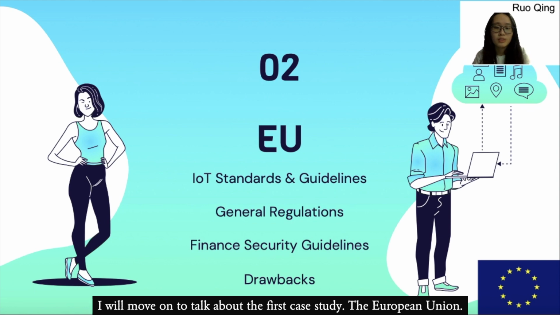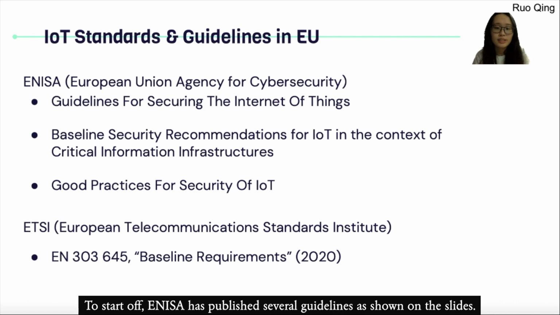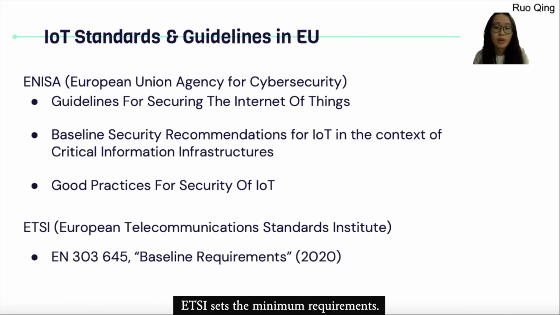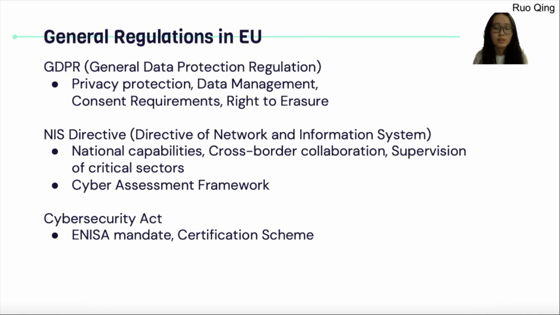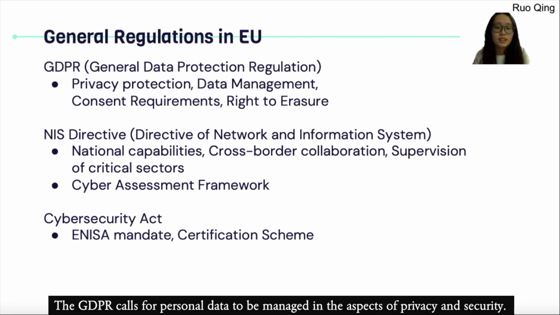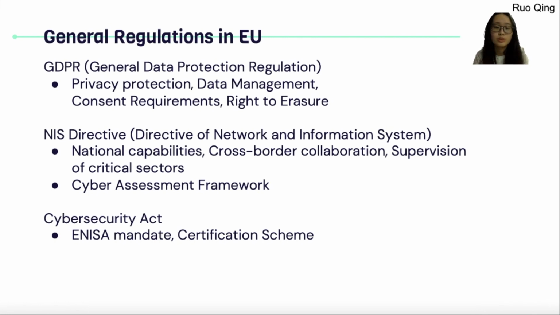I'll move on to talk about the first case study, the European Union. To start off, ENISA has published several guidelines on IoT security, as shown on the slides. While ENISA publishes mostly recommendations for better practices, ETSI sets the minimum requirements on consumer IoT products, of which the most relevant is the EN 303645. Next, there are some general regulations in the EU that are relevant as well. The GDPR calls for personal data to be managed in the aspects of privacy and security. The NIS directive aims to improve cross-border collaboration and maintain a high common standard of network security across the EU.